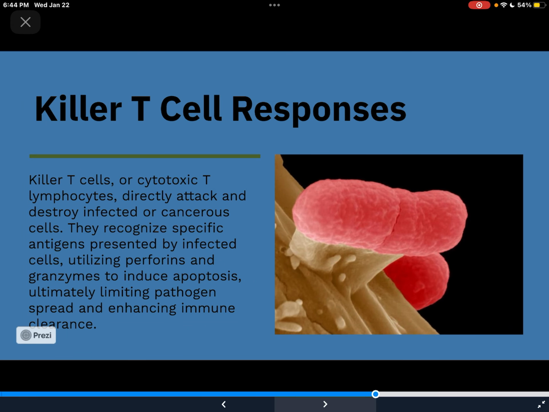T-cell responses. Killer T cells, or cytotoxic T lymphocytes, directly attack and destroy infected or cancerous cells. They recognize specific antigens presented by infected cells, utilizing perforins and granzymes to induce apoptosis, ultimately limiting pathogen spread and enhancing immune clearance.